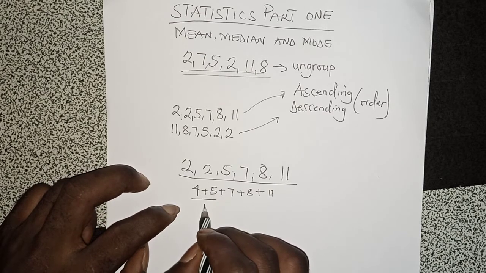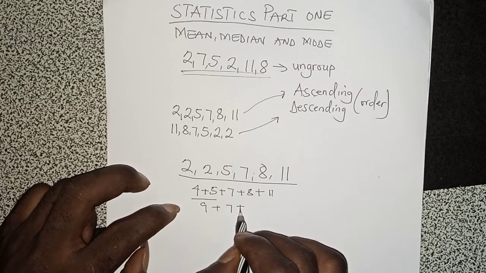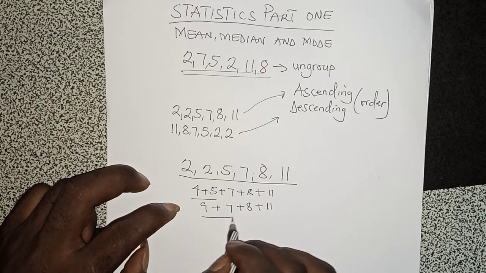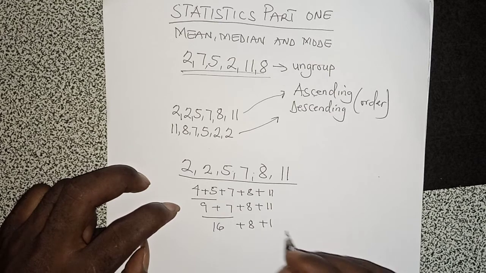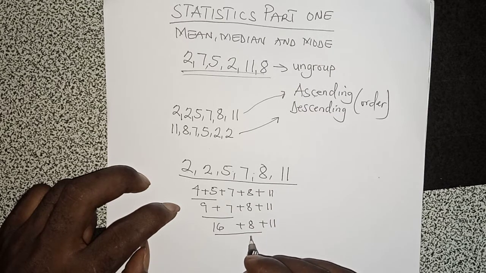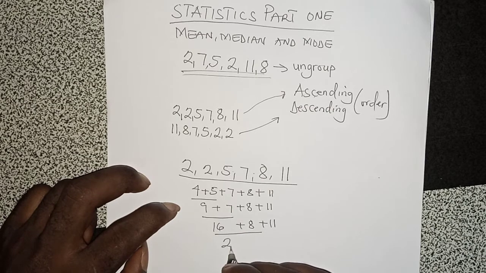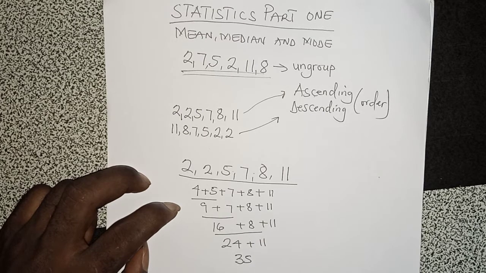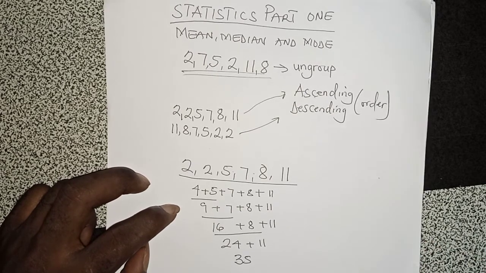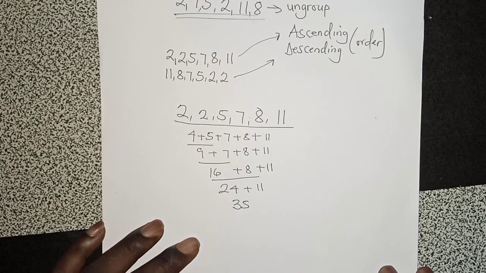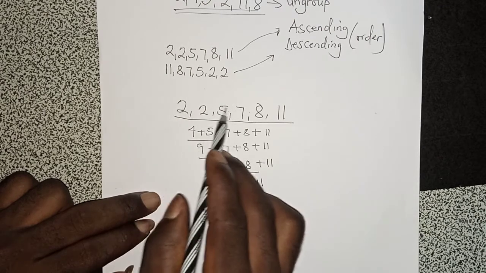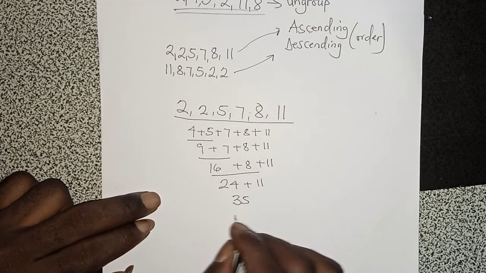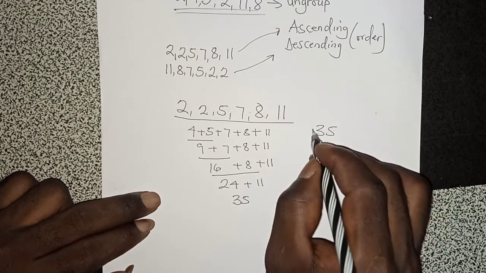So we see that 4 plus 5 is 9. So we say 9 plus 7 plus 8 plus 11. 9 plus 7 is 16. So we have 16 plus 8 plus 11. 16 plus 8 is 24. So 24 plus 11 is 35. So the total here is 35. For the mean, what we do is we count these numbers: 1, 2, 3, 4, 5, 6. So it will be 35 divided by 6.